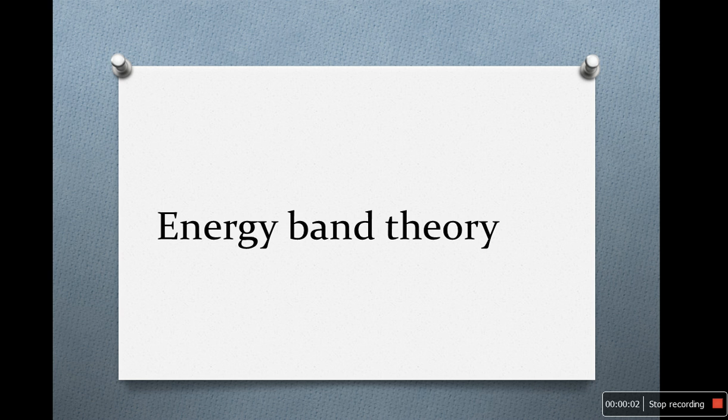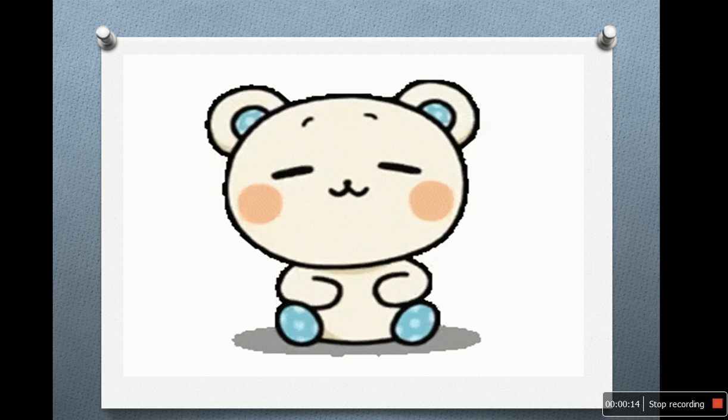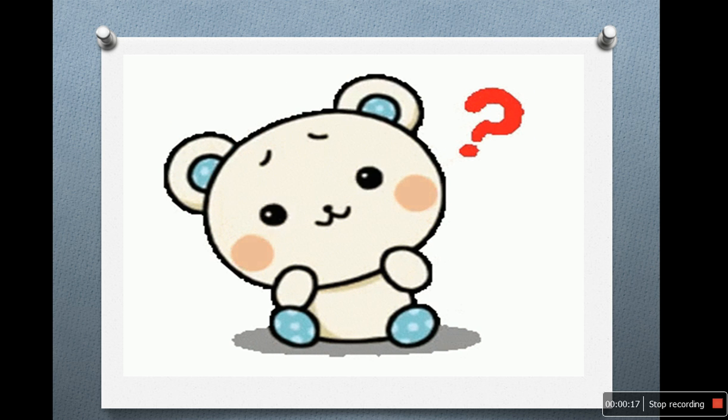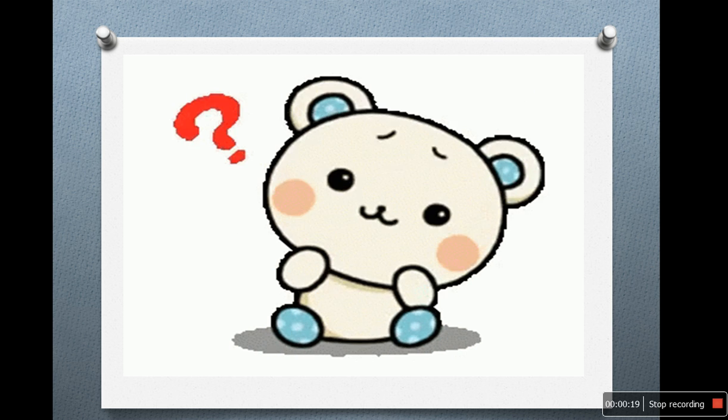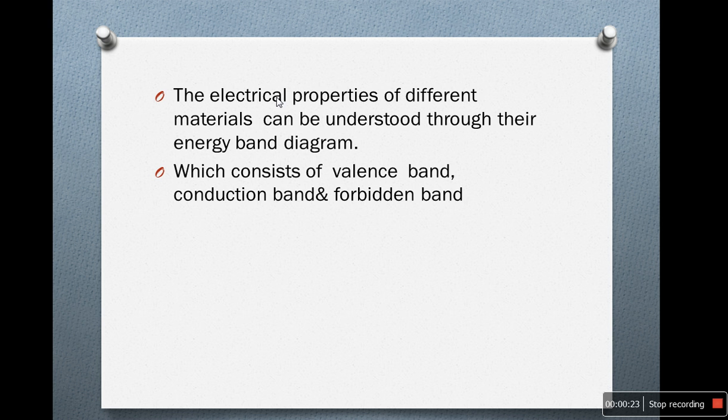Hello everyone. Today we are going to study the topic energy band diagram, or energy band theory. Why are we going to study this topic? Because the electrical properties of any material, or different materials, can be understood through their energy band diagram.